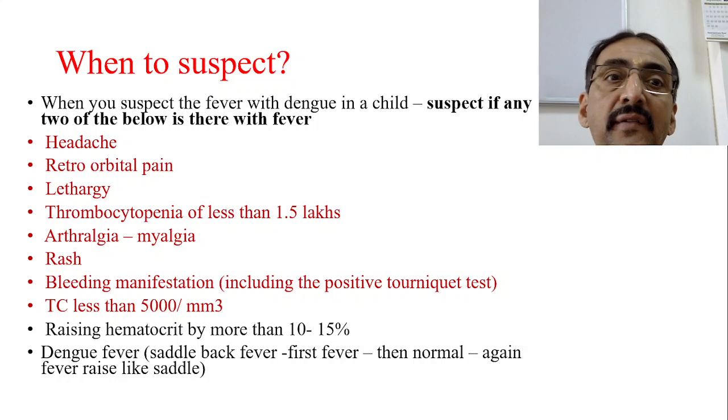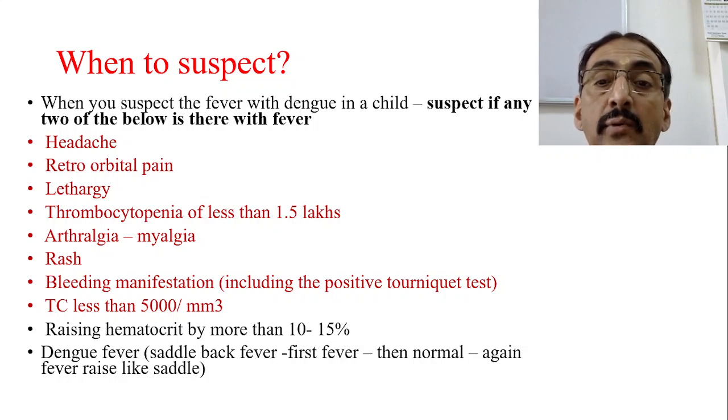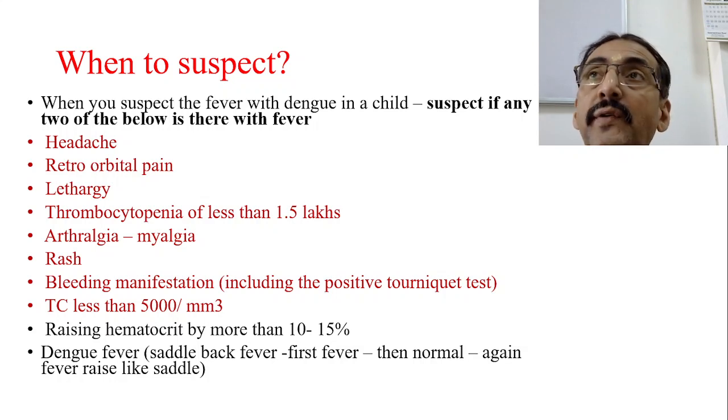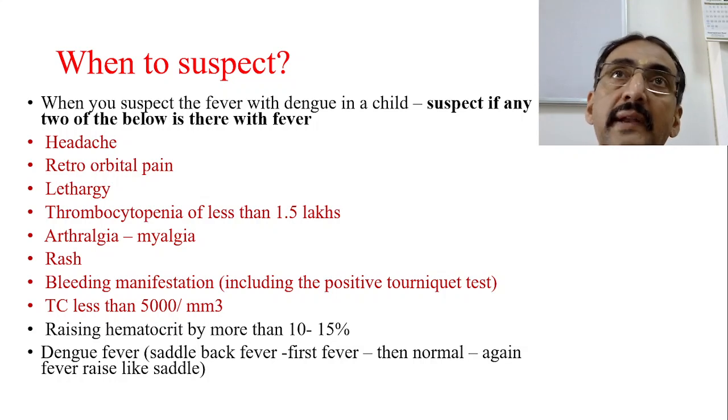Then come bleeding manifestations, if the patient has bleeding manifestations, including the positive tourniquet test. And if the TC, total count, is less than 5,000, that is leukopenia, if it is there. Then raising hematocrit by more than 10 to 15%. Now this is also very, very important.